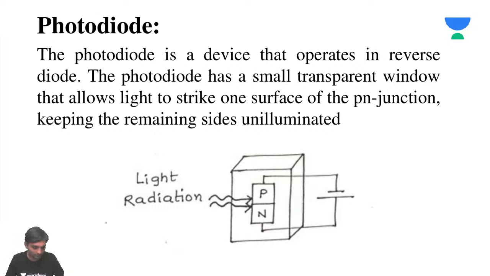Now here comes another topic called photodiode. The photodiode is a device that operates in reverse bias. The photodiode has a small transparent window that allows light to strike the surface of the PN junction, keeping the remaining sides unilluminated. Means all these sides are packed, sir. Only this side is open.